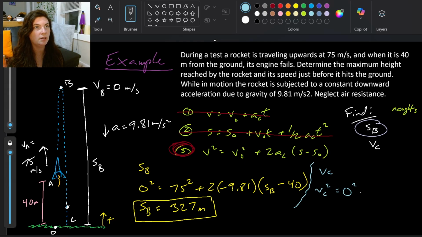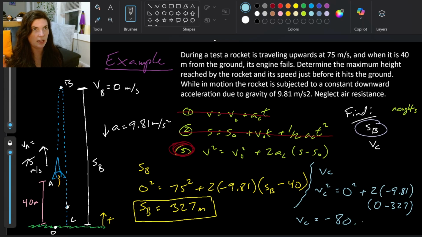So 0 squared plus 2. Again, remember that it's negative 9.81 times our final position, which we know is the ground, 0, minus our initial condition, which we just found. We just found that SB is 327. So when we punch that into a calculator, we can get our velocity there at C, our velocity as we hit the ground, going to be negative 80.1 meters per second.